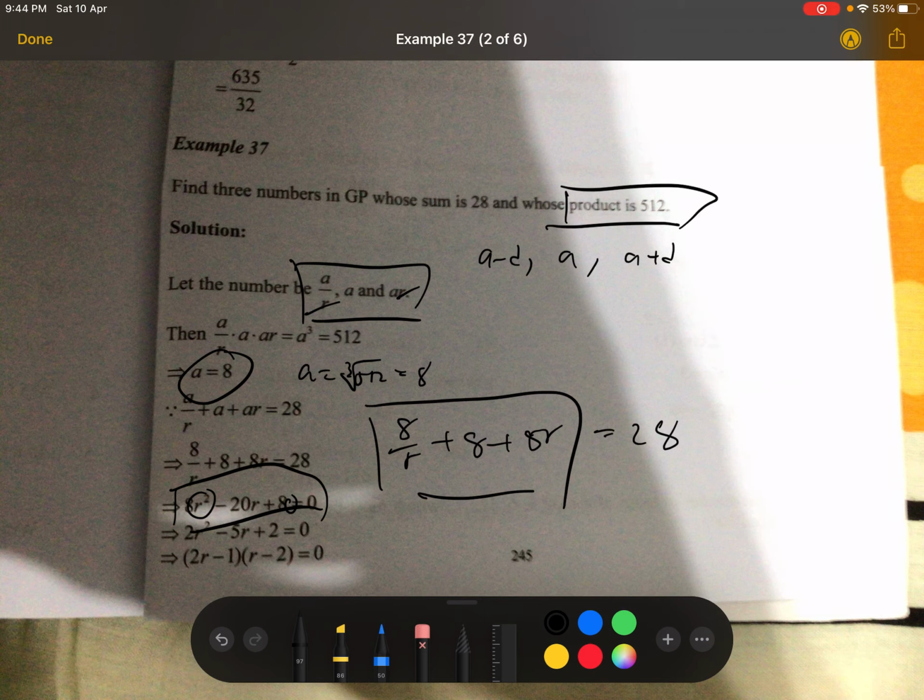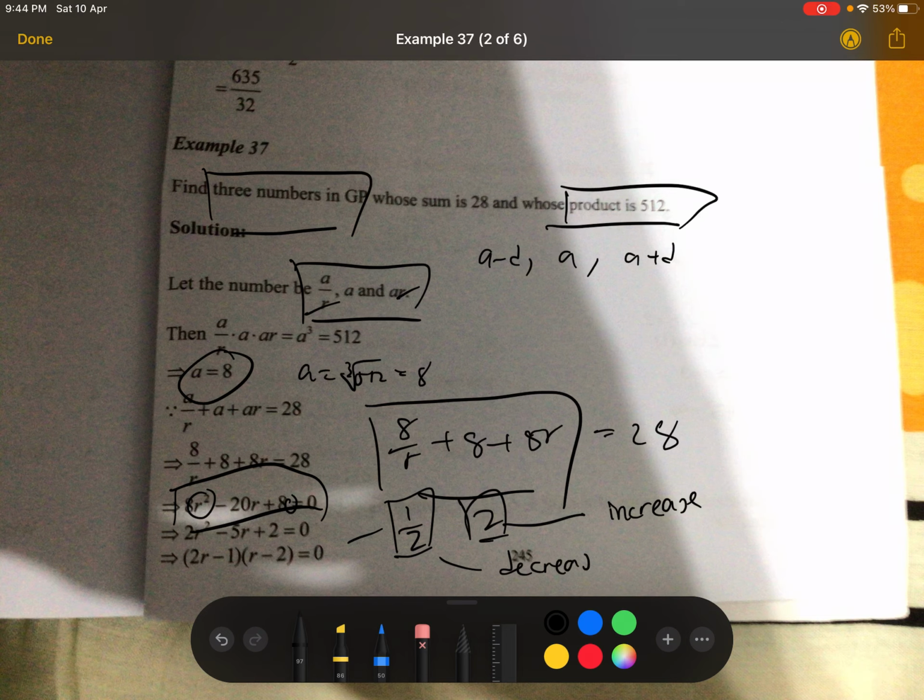After that, you factorize, and what you will get is two answers, which are 1 over 2 and 2. Both of these are accepted because you want to find three numbers in GP, but you do not know if they are in increasing or decreasing order. If you were to use this one, they will be in increasing order. If you were to use this one, they will be in decreasing order.